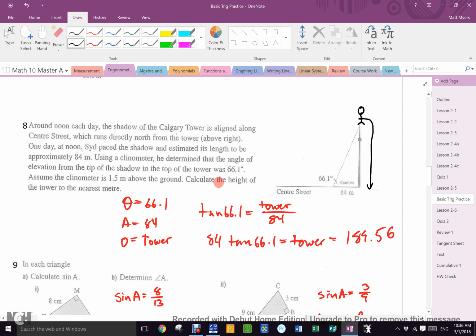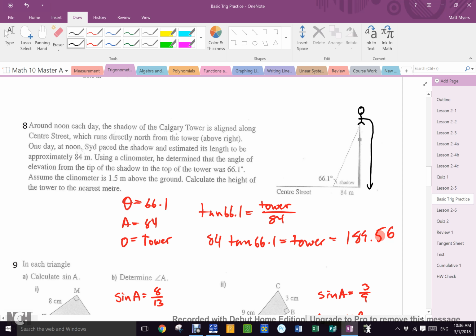You had a theta, 66.1, I gave it to you. You had an adjacent of 84, I gave it to you. And the opposite was the tower. So, tan theta is opposite over adjacent, tower over 84, numbers on the bottom, so we multiply. The tower is 189.56 meters tall.